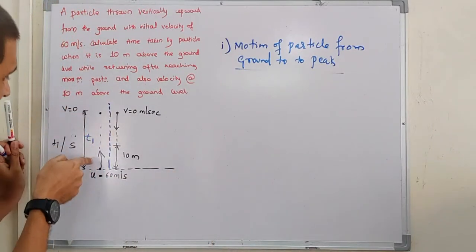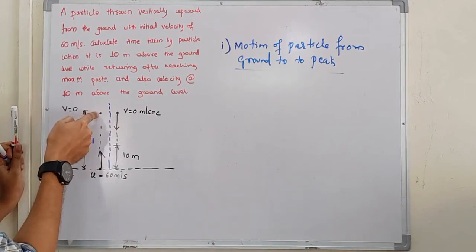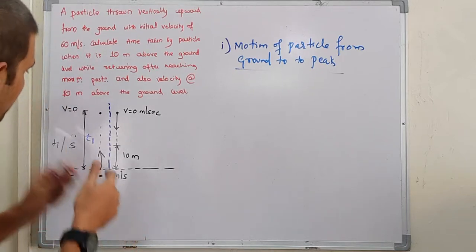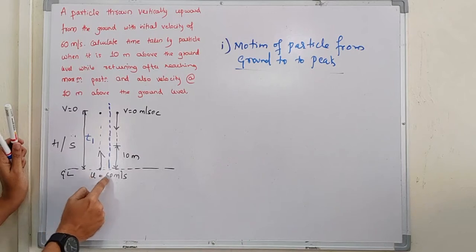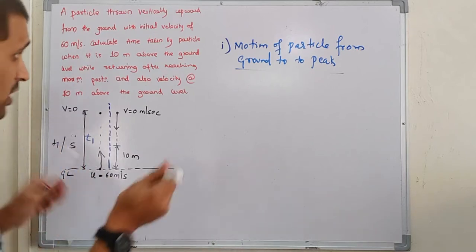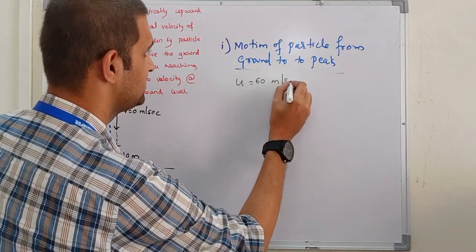So now we'll calculate how much time is required from the ground to reach the peak point, and also how much distance it travels to reach that peak position. What the problem says is that from the ground it is thrown with an initial velocity of 60 meters per second. So your initial velocity will be 60 meters per second.